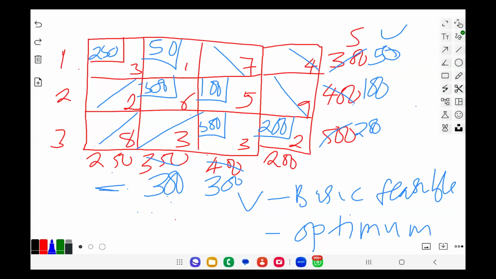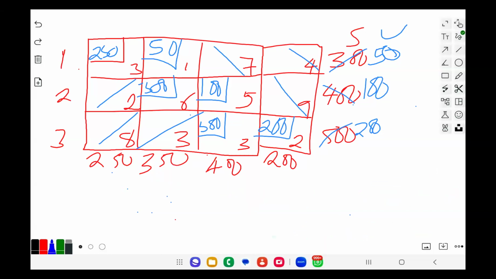Now, when you reach this stage and you are done with this, you then need to find the basic solution. How is the basic solution found? You check only on those cells that are allocated. Even today, you don't have a calculator.